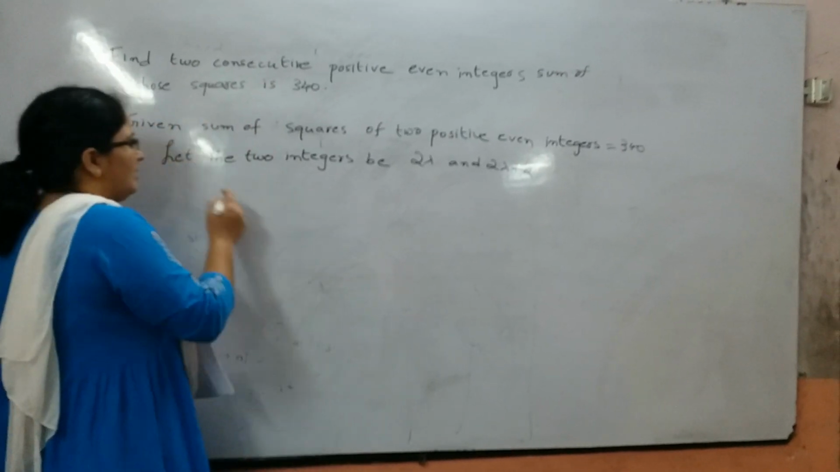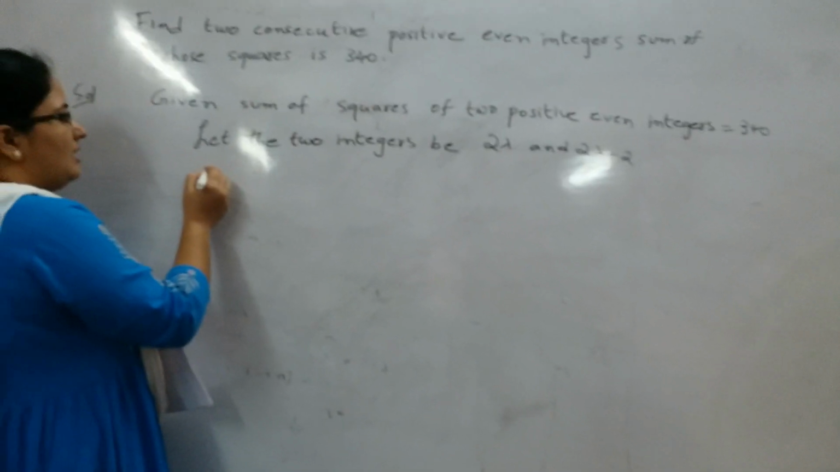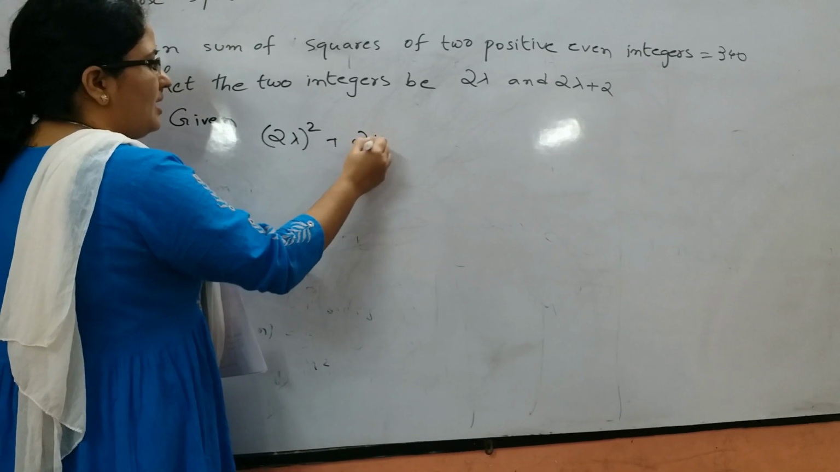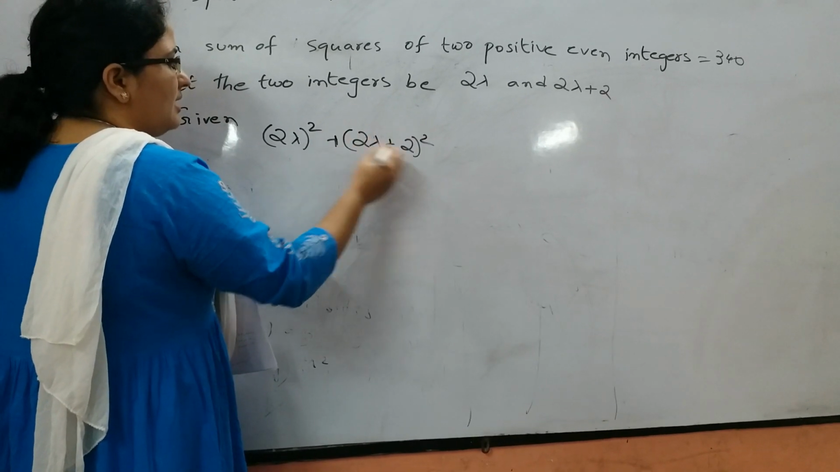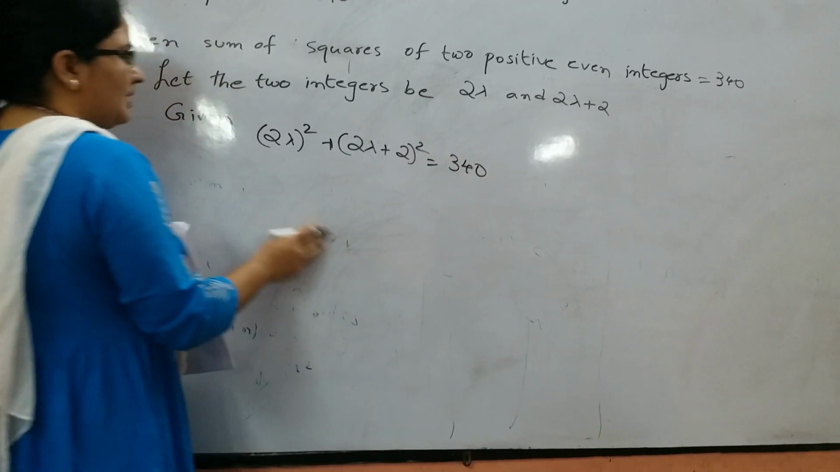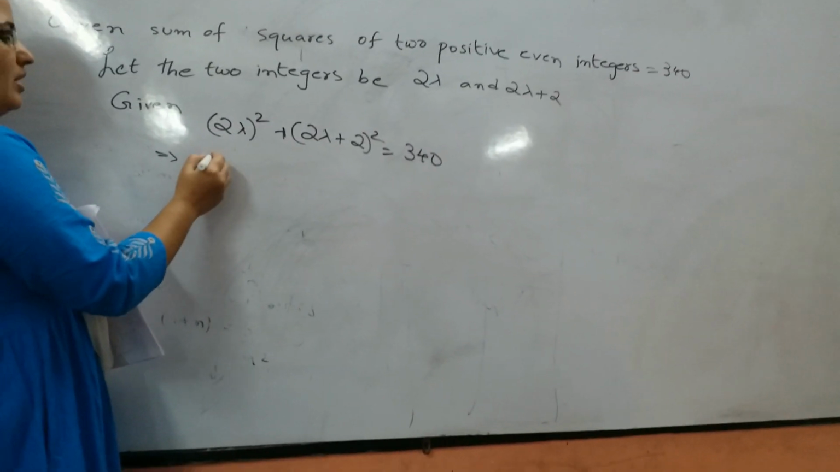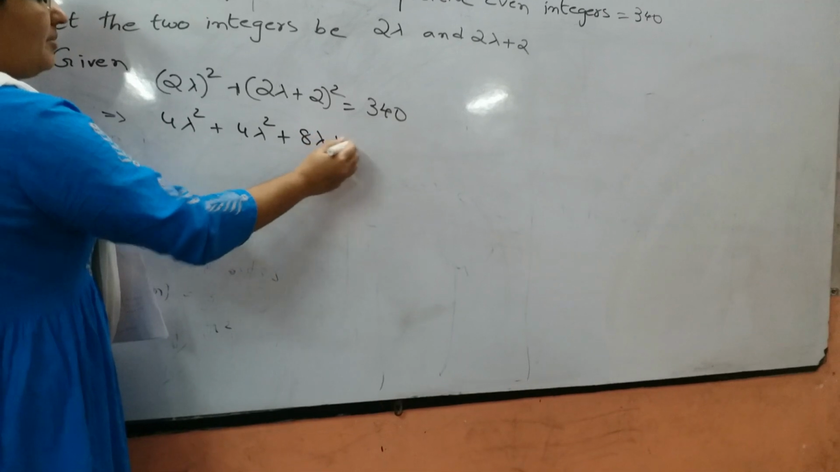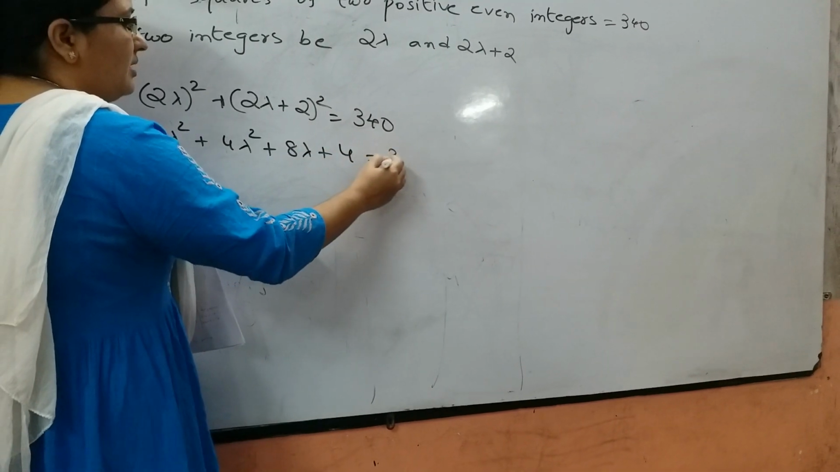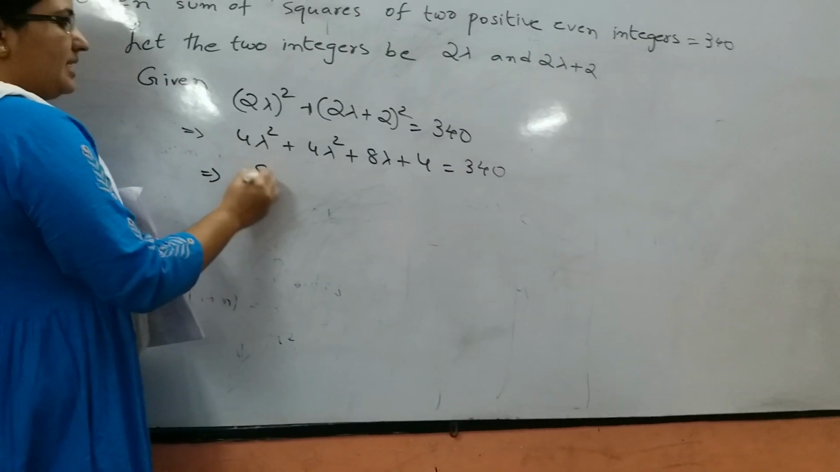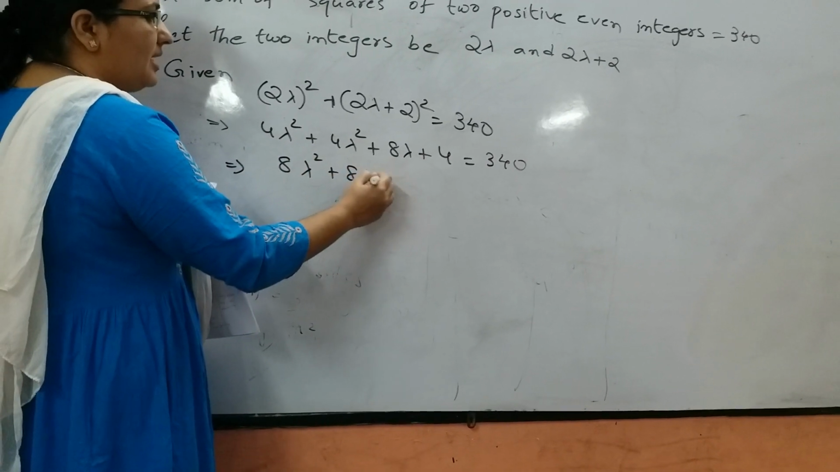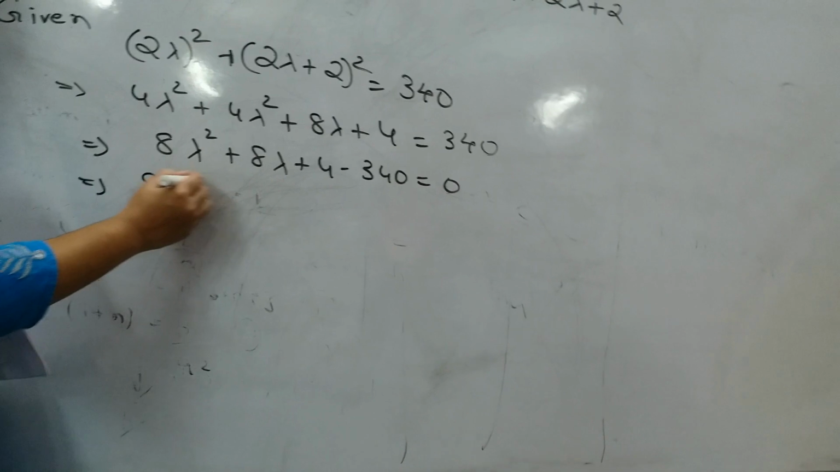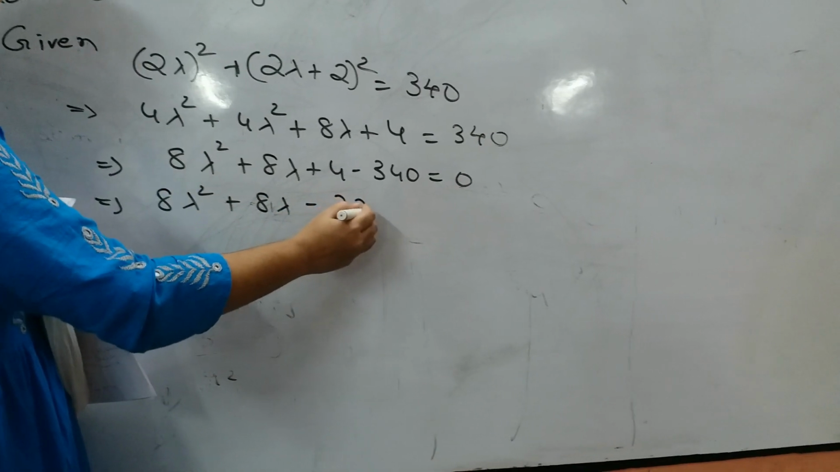Now, let the two integers be this. What is given? Given: (2 lambda) square plus (2 lambda plus 2) whole square is equal to 340. Now we open the square. What do you get? 4 lambda square plus 4 lambda square plus 8 lambda plus 4 is equal to 340. So 8 lambda square plus 8 lambda plus 4 minus 340 is equal to 0, that is 8 lambda square plus 8 lambda minus 336 is equal to 0.